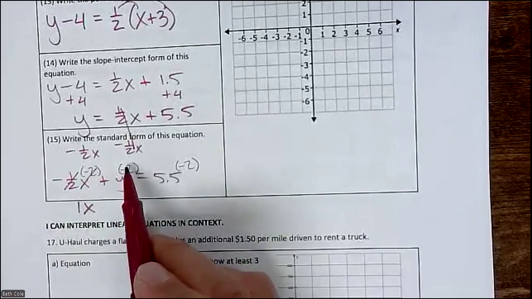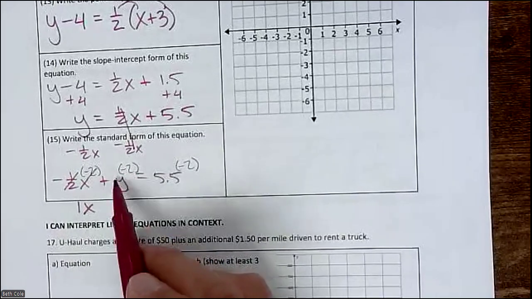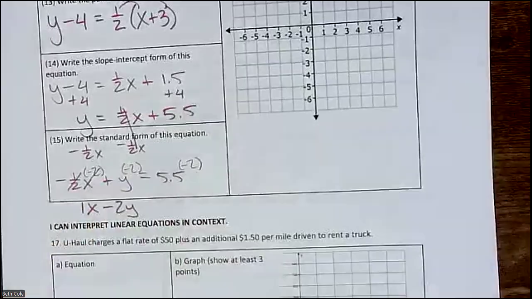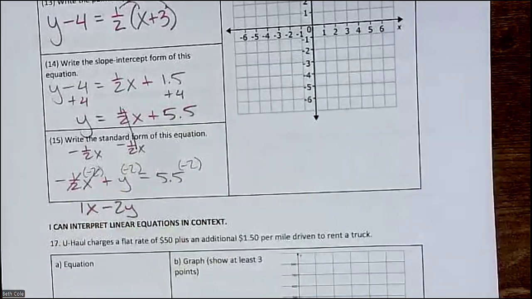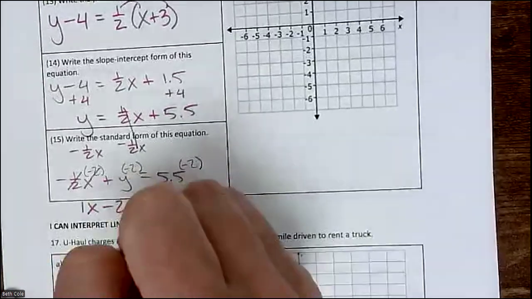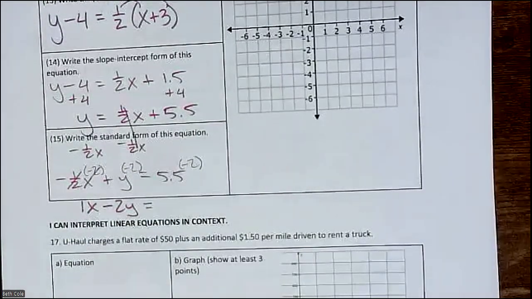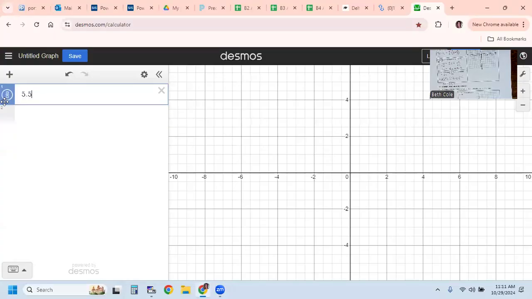And then what would this part be? Don't overthink it. Yeah, -2y. You can write plus -2y. That's fine. Again, up to you. I don't care. I'll mark it right. 5.5 times -2. Hey, Ms. Cole, I don't know what 5.5 times -2 is. That's fine. Type in the calculator. Look, 5.5 times -2. -11.